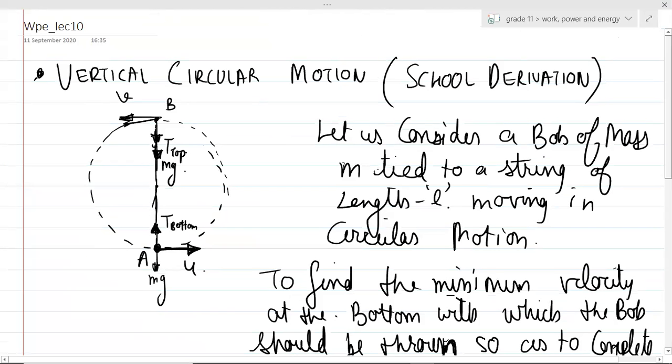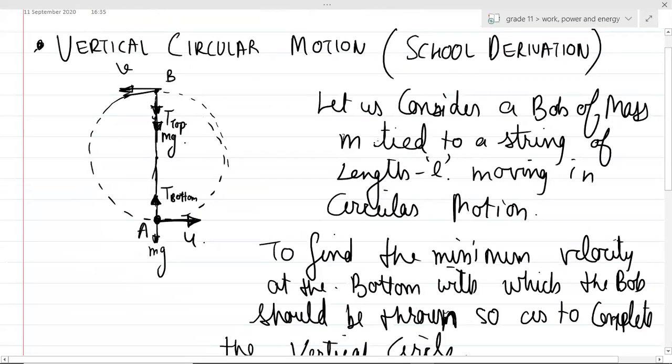So basically we are doing the derivation for that particular thing. What we did, we considered an object of mass m, a simple pendulum bob, and we threw it with a velocity u at the bottom, and it completed the whole circle. We need to find out the minimum value of this u so that the bob can complete a vertical circle.